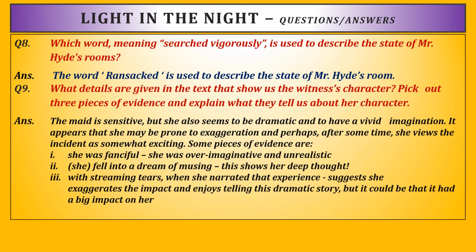Question 9. What details are given in the text that show us the witness's character? Pick out 3 pieces of evidence and explain what they tell us about her character. The maid is sensitive, but she also seems to be dramatic and to have a vivid imagination. It appears that she may be prone to exaggeration and perhaps after some time she views the incident as somewhat exciting. Some pieces of evidence are: 1.